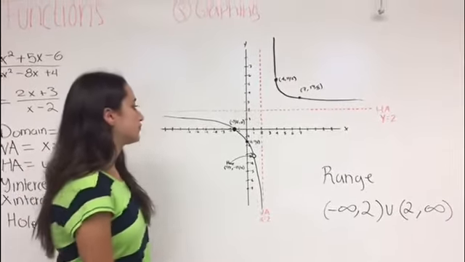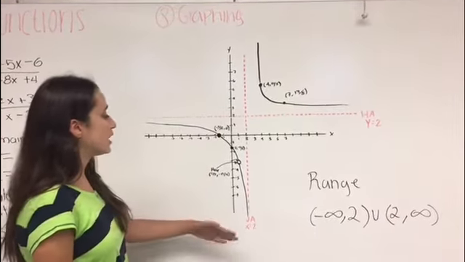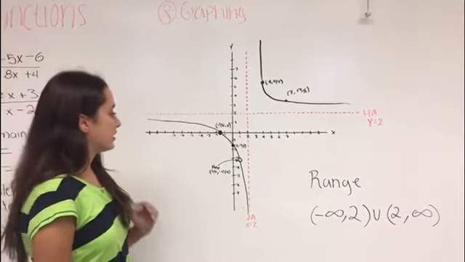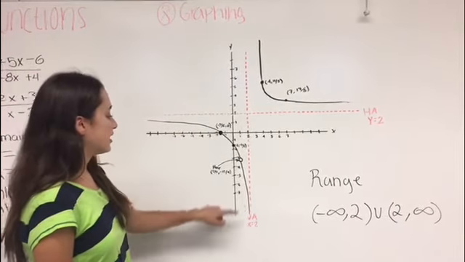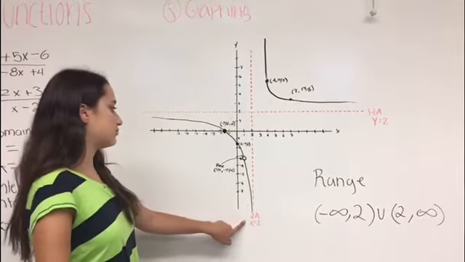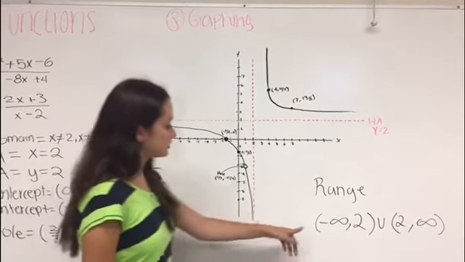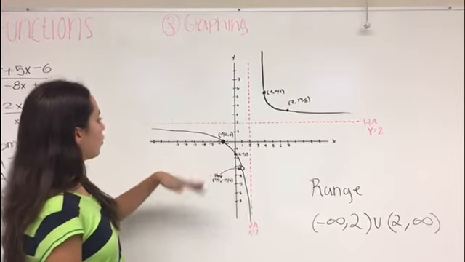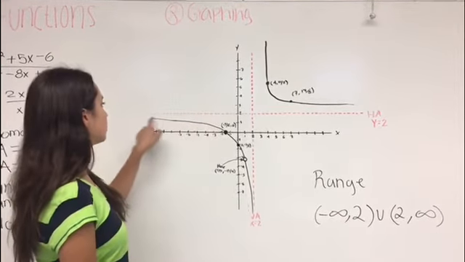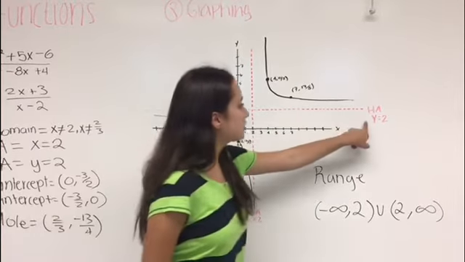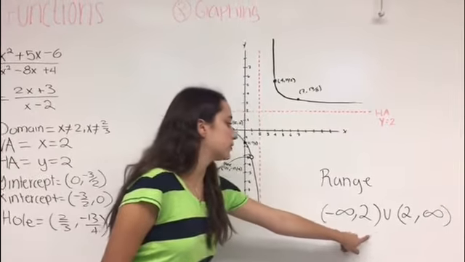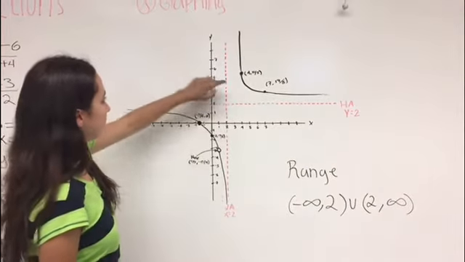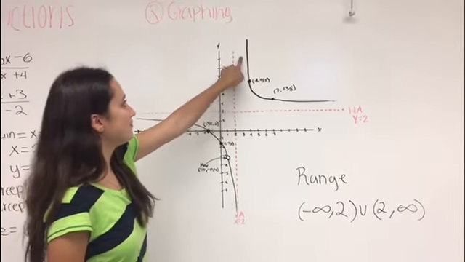To find out the range, first we need to look at the y-axis from the bottom to the top, the minimum value to the maximum value. In this case, if you see this line, it has an infinite point. So we will point out minus or negative infinity because it is on the negative side, comma 2 because it is not touching the horizontal asymptote. That's why it is not included. Union with 2, not included, comma infinity because this line has an infinite value.